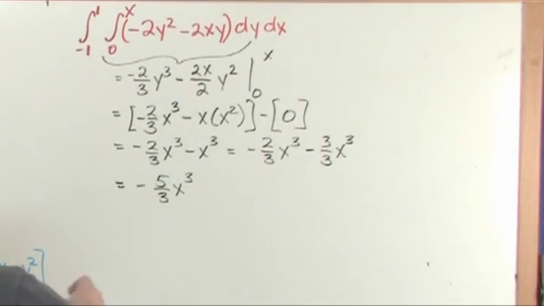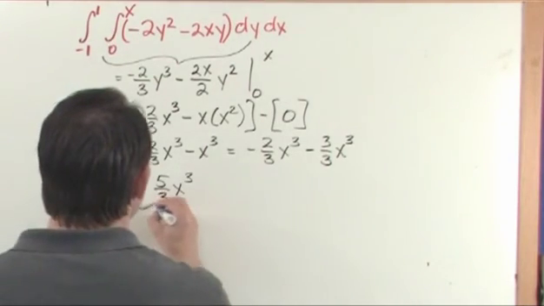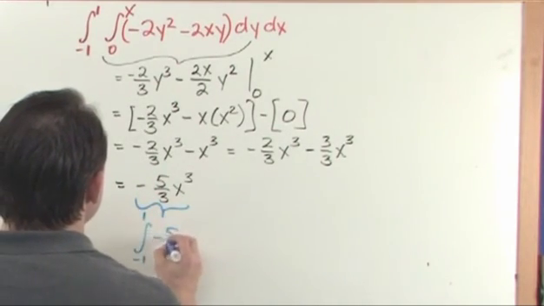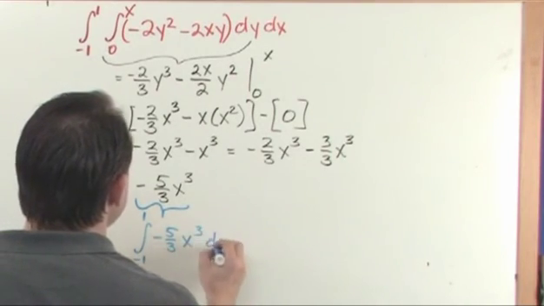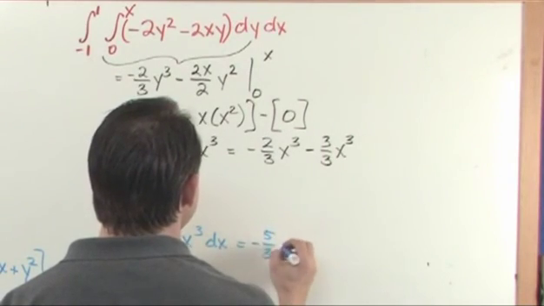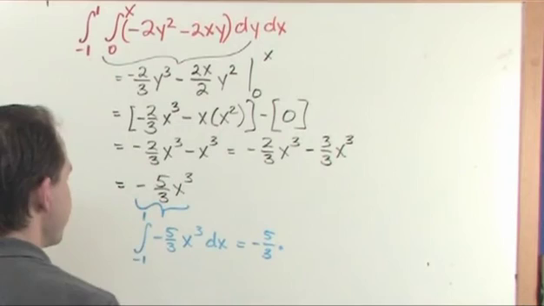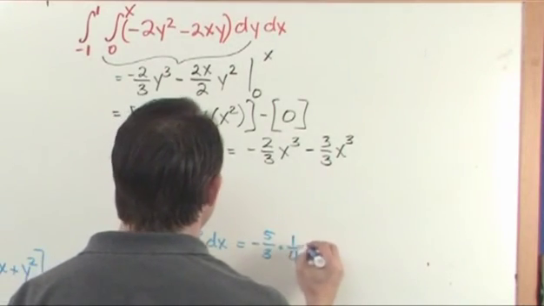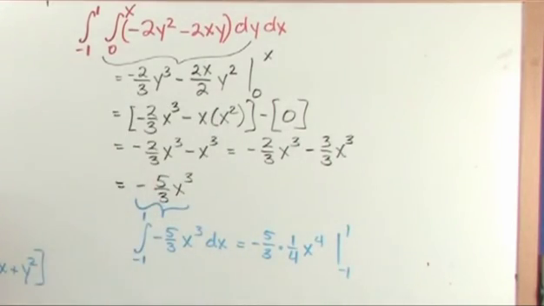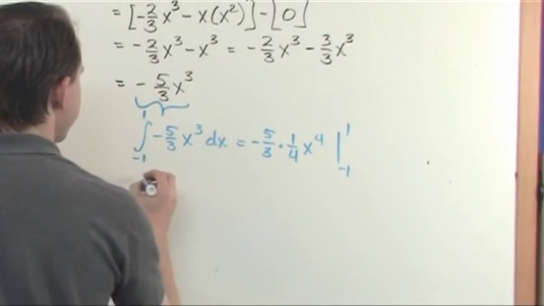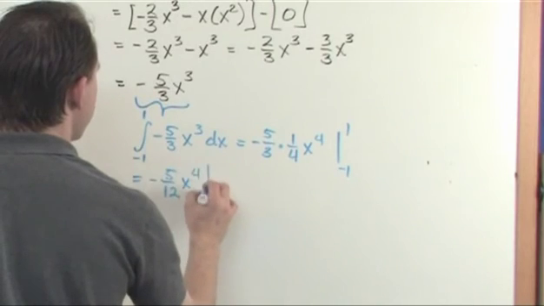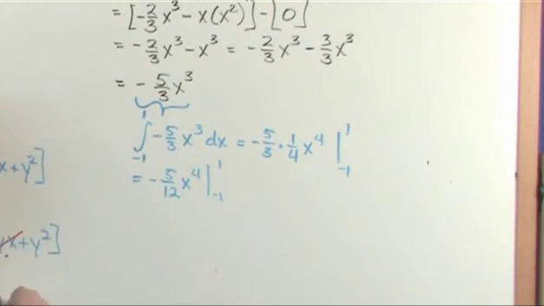Okay, so let's go ahead and take this integral and integrate along the outside, which is negative 1 to 1, negative 5/3 x cubed dx. And that's simply going to be negative 5/3 times 1/4 x to the 4th power, just a regular polynomial integral from calculus 1, from negative 1 to 1. So to multiply these fractions, this is going to be negative 5/12 x to the 4th power from negative 1 to 1.